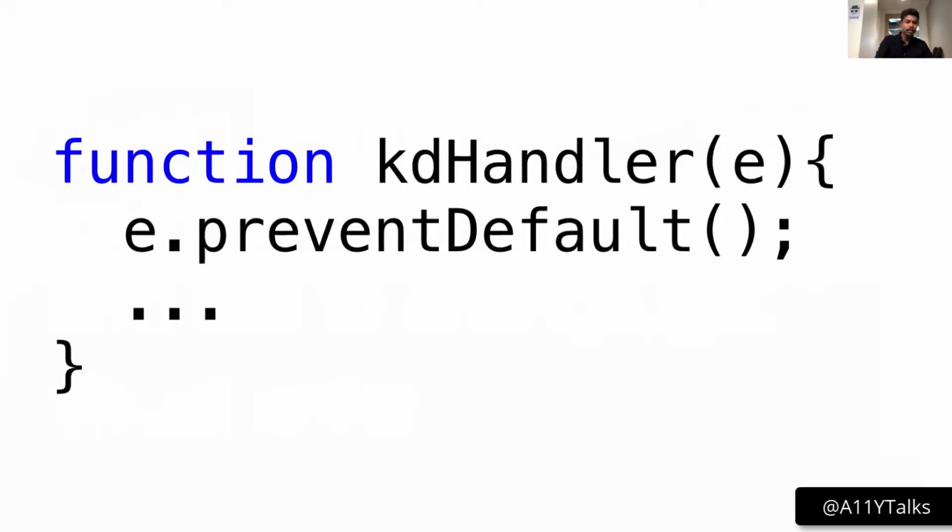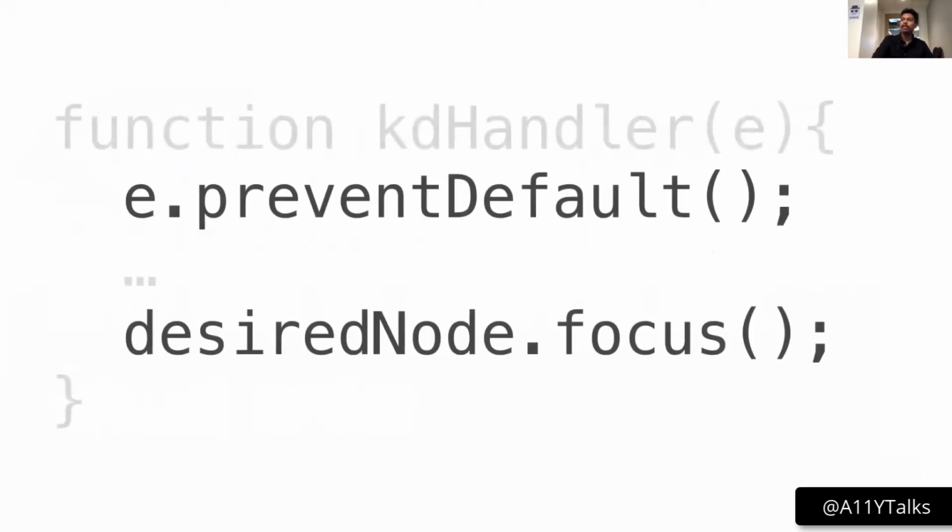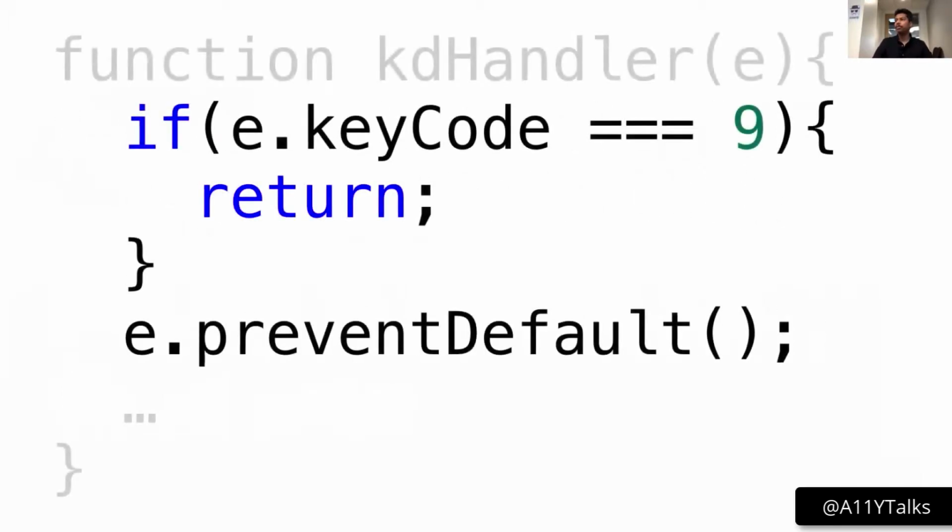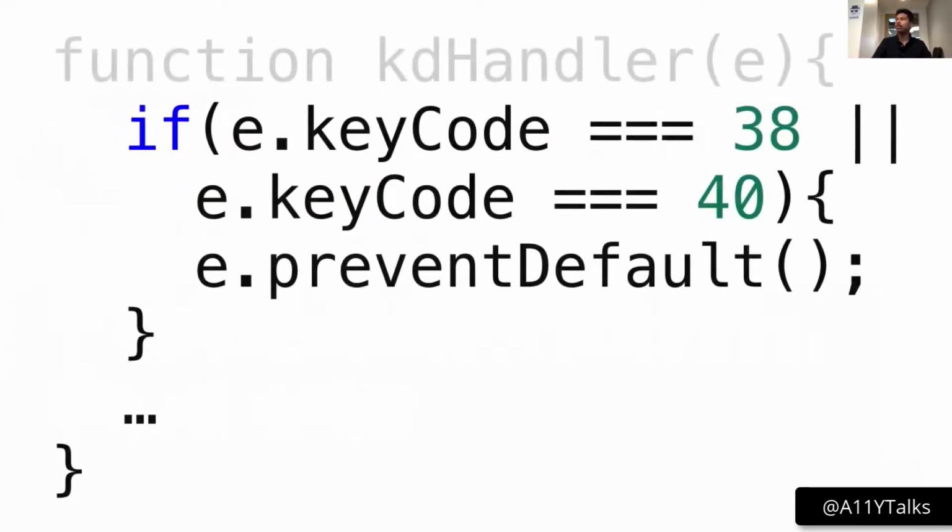We could mitigate this by either focusing a desired node at the end of the operation, or not preventing the default behavior when the tab key is pressed, or preventing the default behavior only for desired keys. In this example, the default behavior is prevented only when the up and down arrow keys are pressed. So we must ensure not to trap the tab press for successful keyboard navigation.